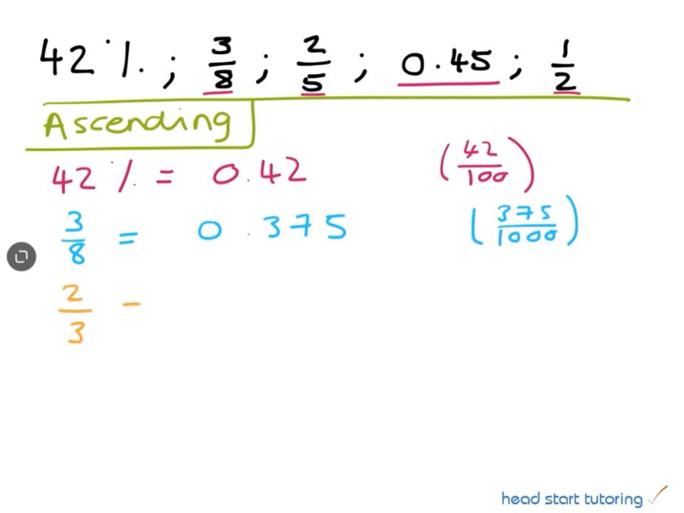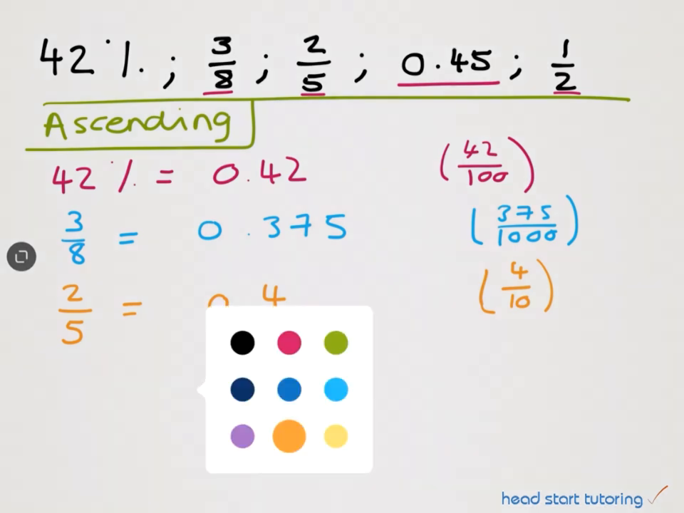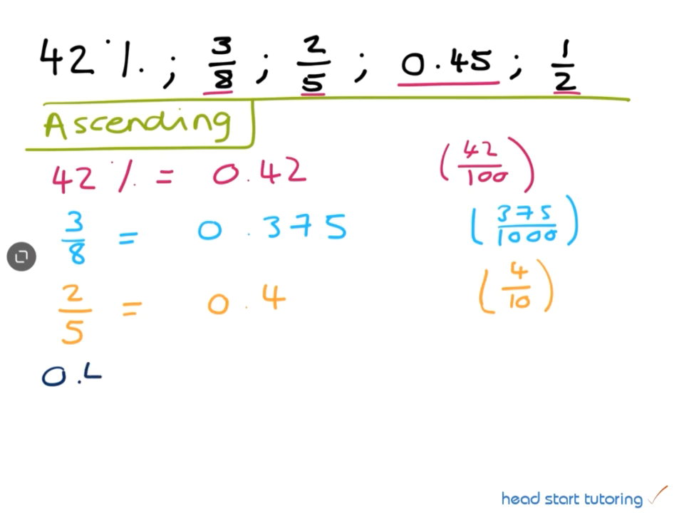Our 2/5 is equal to 0.4, and that is because 2/5 is equal to 4 over 10 as an equivalent fraction, and 4 over 10 is equal to 4 divided by 10, which is equal to 0.4. We've then got our 0.45, and that is just 0.45.